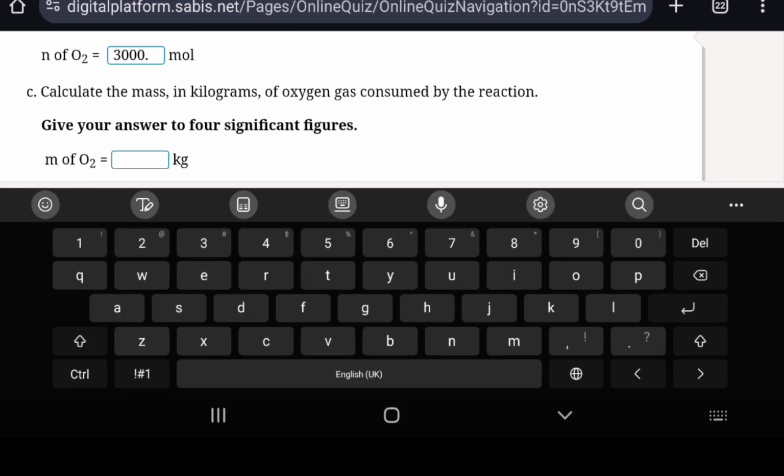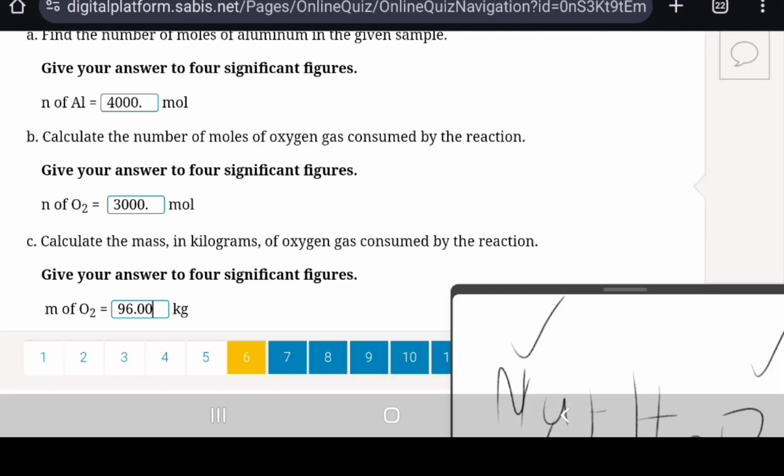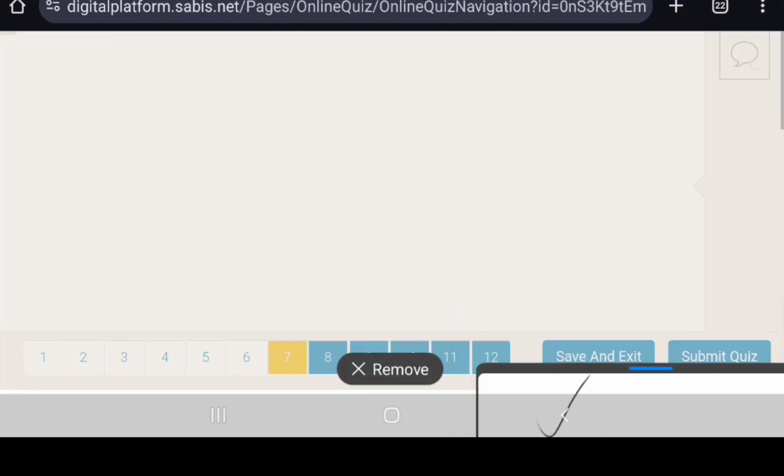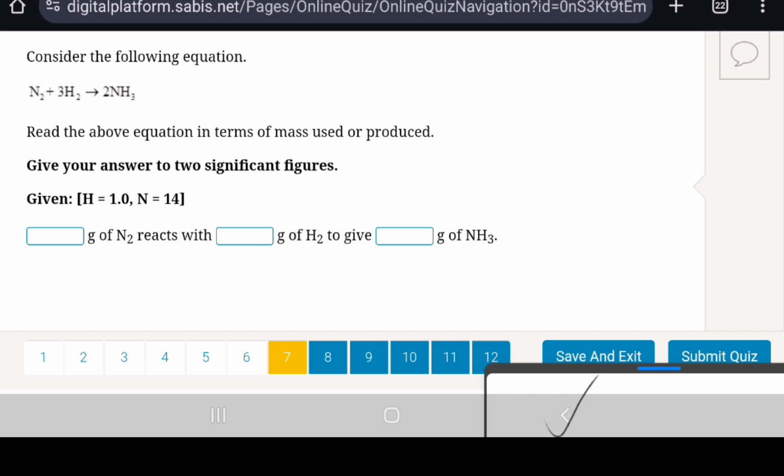Now for part C, we have the moles and the molar mass, so we find the mass. So we do 3,000 times 32, which is 96,000. But that will be in grams. So from grams to kilograms we divide by 1,000, so it's 96.00. We put 0.00 because they're asking it to be in 4 significant figures.